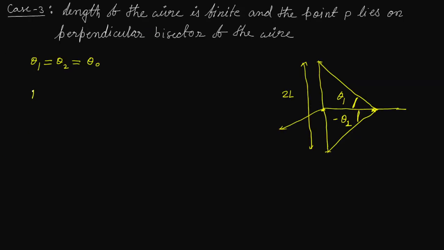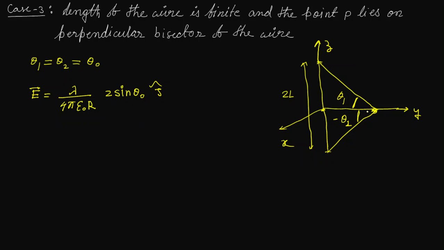So in this case, electric field will be E is equal to lambda divided by 4 pi epsilon naught R into 2 sine theta naught j cap. So this is the y-axis, this is the x-axis, and this is the z-axis. So we have considered a point on the y-axis, and the y-axis in this case cuts this wire into two equal parts.